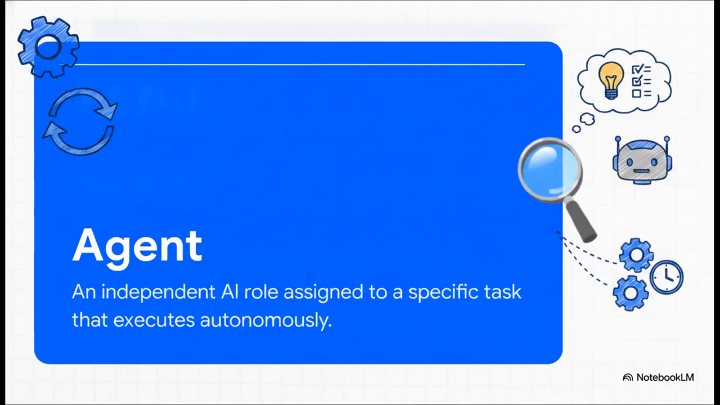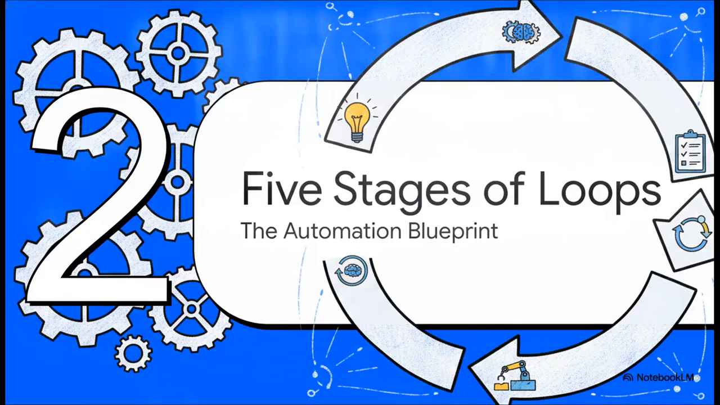Now, before we get into the weeds, we need to define a term we're going to be throwing around a lot: the agent. In this context, an agent is an independent AI role assigned to a highly specific task. It executes its work autonomously within the larger loop, which completely replaces your need to manually prompt it step by step. Think of an agent as a digital specialist you've hired for one very specific job, whether that's coding, deep research, or copywriting.